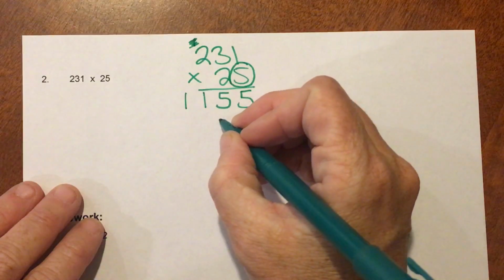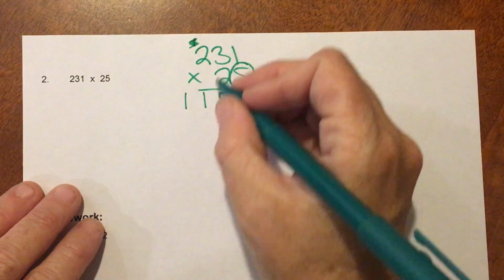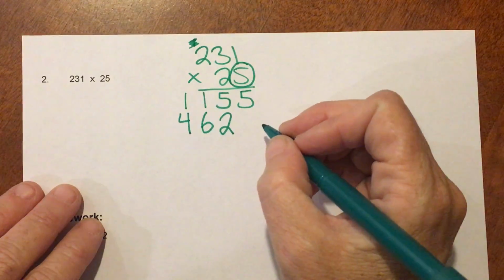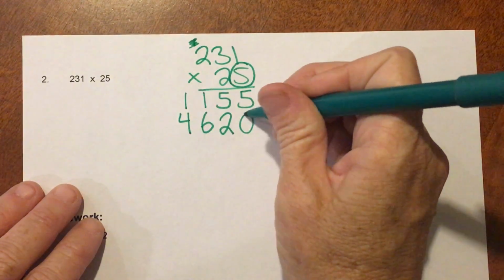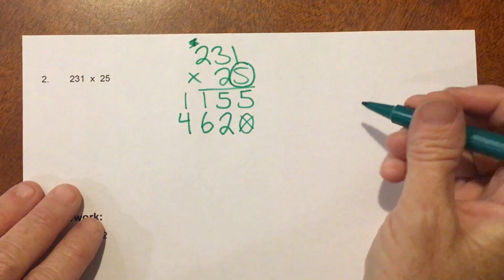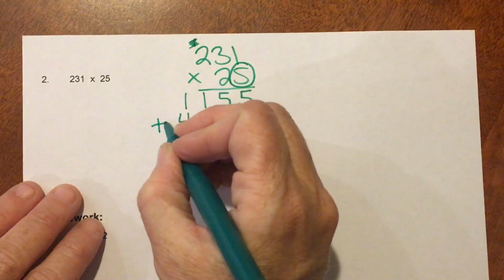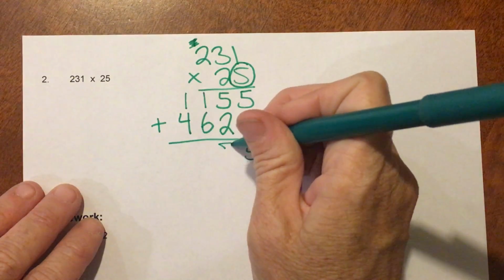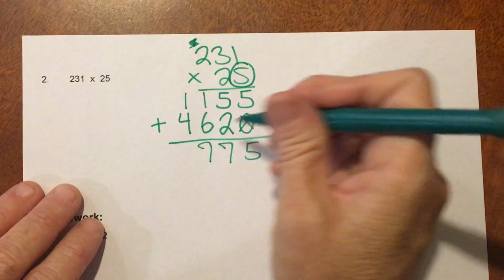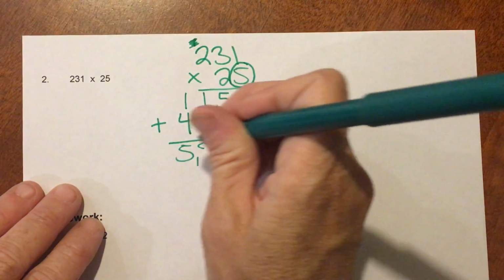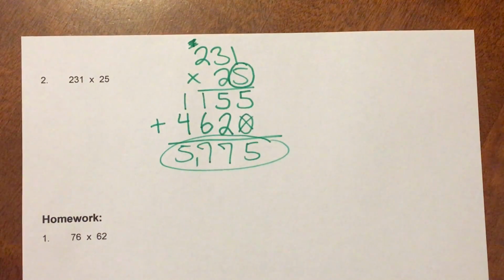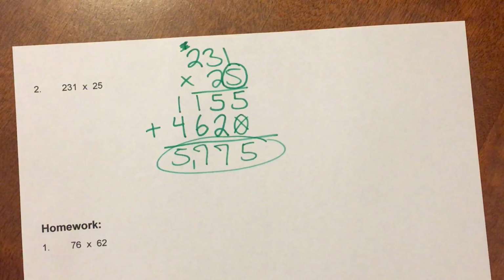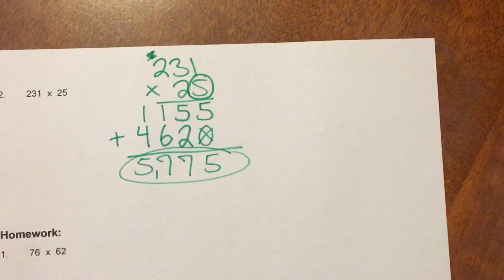So 2 times 1 is 2. 2 times 3 is 6. 2 times 2 is 4. And then this empty space, we put what we call a placeholder. So now I'm done, and I'm going to add them for step 3. So I get 5, 7, 7, 5. So 5,775.